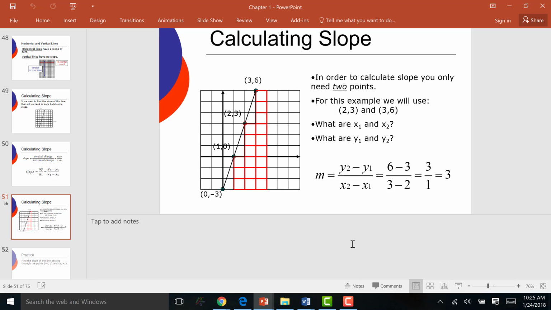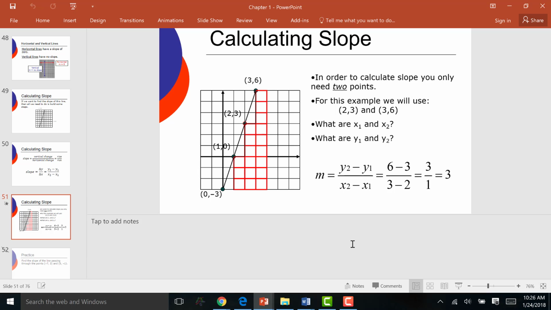Okay, well let's pick 2 other numbers. Instead of 2, 3 and 3, 6, let's pick the other 2 numbers. 1, 0 and 0, -3. Let's do the same formula for those 2 numbers. Again, we picked 1, 0 and 0, -3. I'm going to fill it into the same formula. You got to label them. So this is my x1, y1, x2, y2. All right, so I'm just going to plug them into the formula.